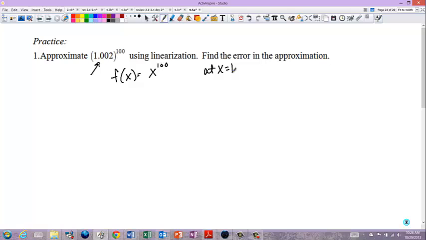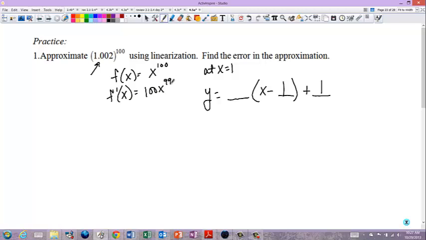We're going to write the equation of the tangent line at x equals 1, because 1's easy to figure out at that point. So y equals blank, x minus blank, plus blank, 1. If I fill 1 in, 1 to the 100th is still 1. That's why it's easy to figure out. And so our derivative is going to be 100x to the 99th. And if we fill in 1, we're going to get 100.